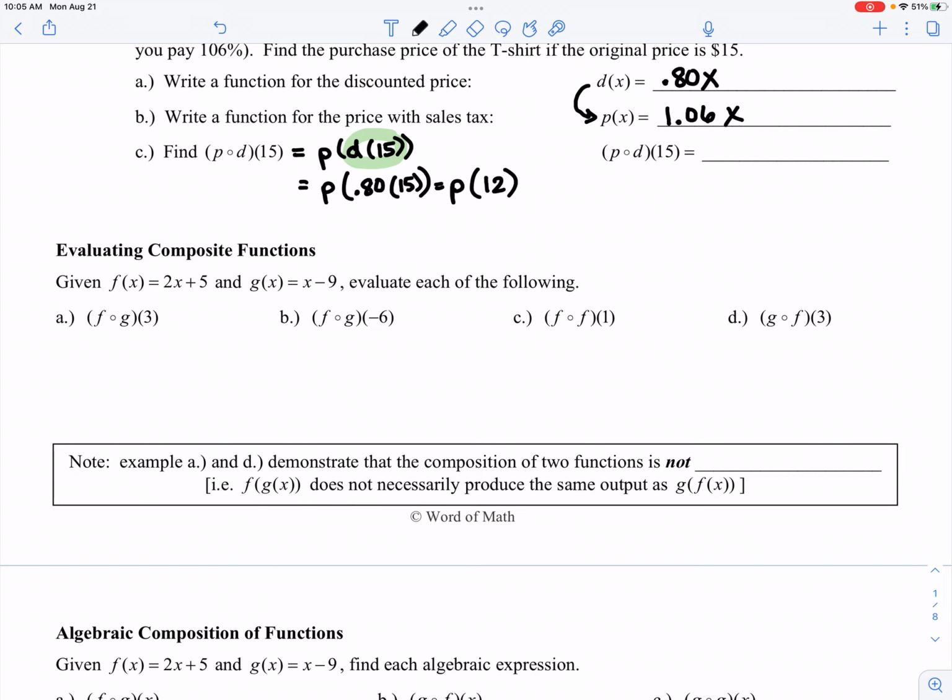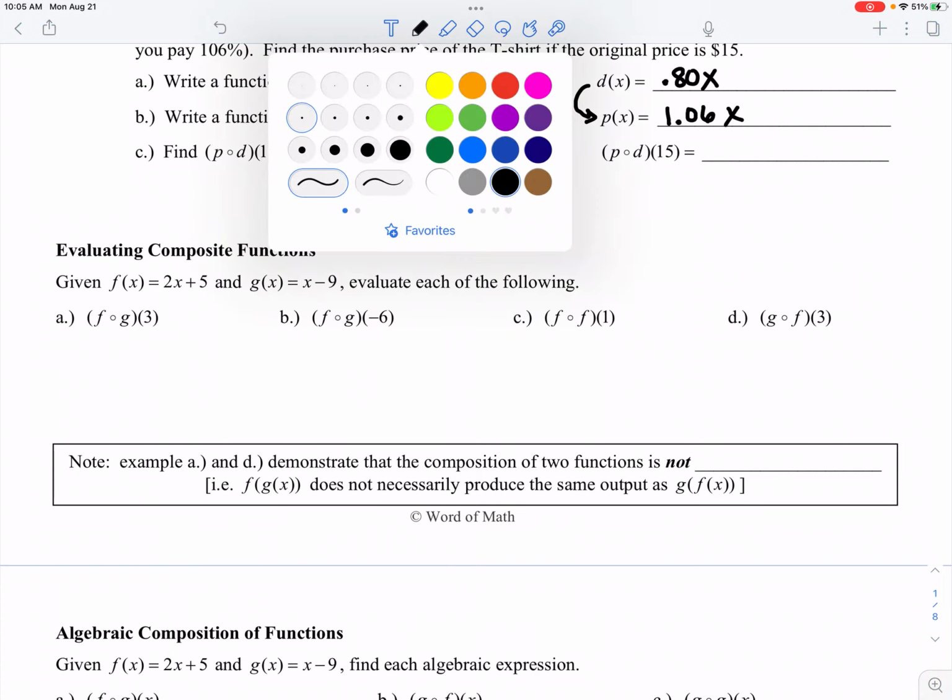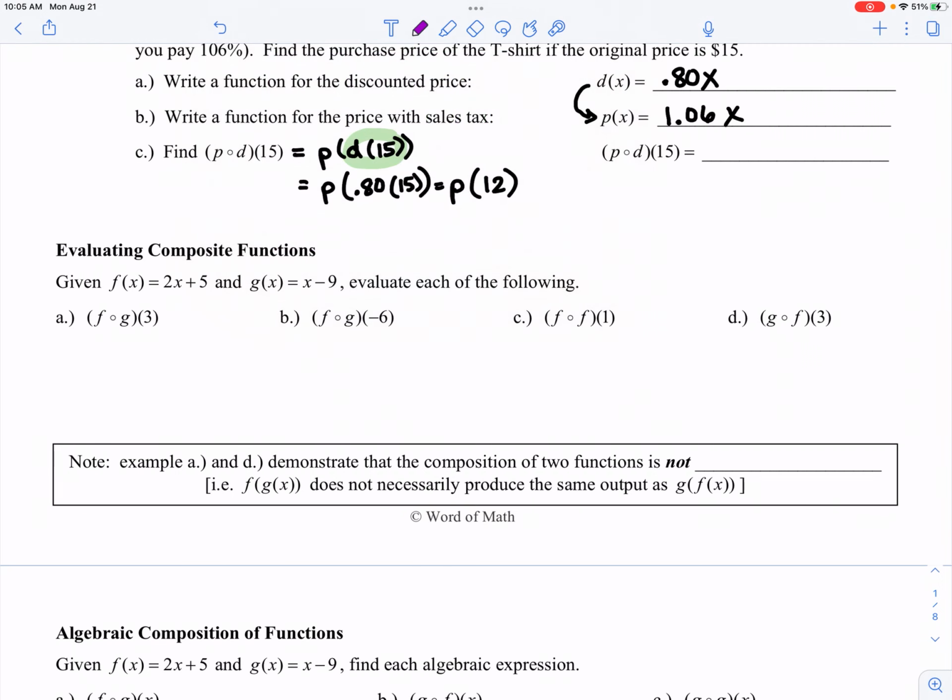It was $3 off. Well, now that we know the price of the shirt, we're going to do P of 12. So we're looking at our P function now, which is 1.06 of that price of the shirt, which is $12. We multiply that together, that gives us 12.72. So the sales price of that shirt comes out to $12.72 with that tax.